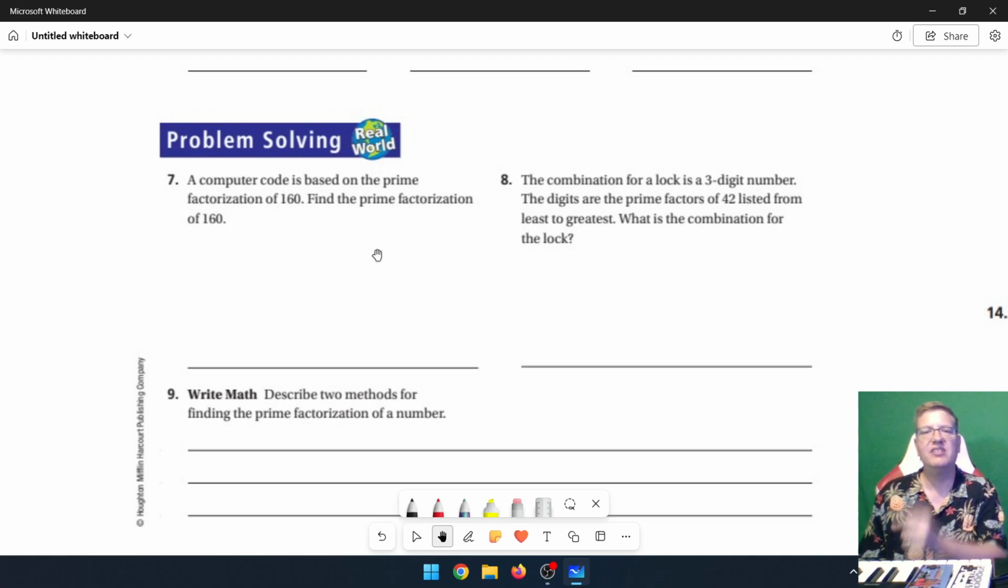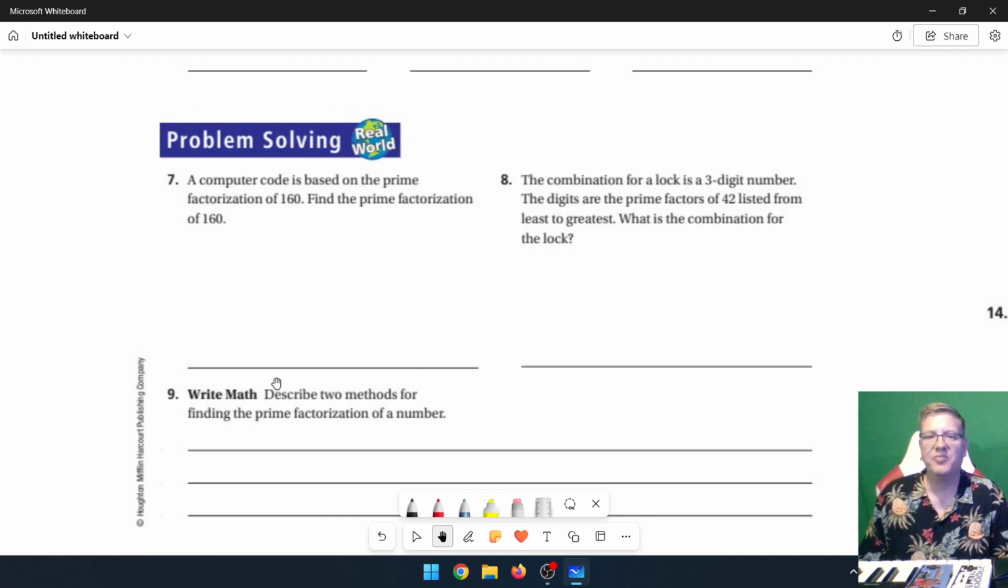Number 7, find the prime factorization. You can write the factors in any order you want. But for number 8, they want the factors written from smallest to largest, least to greatest, okay?